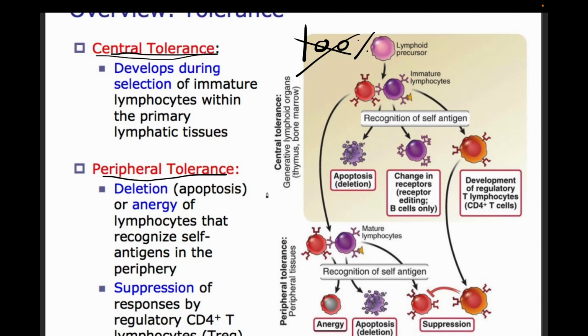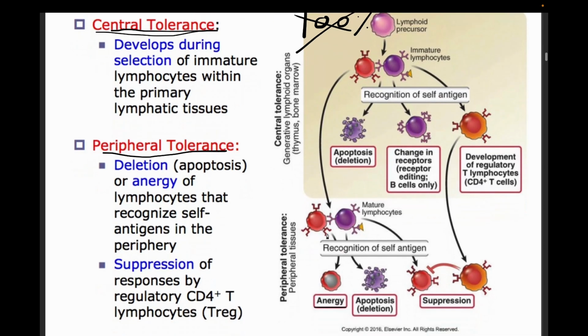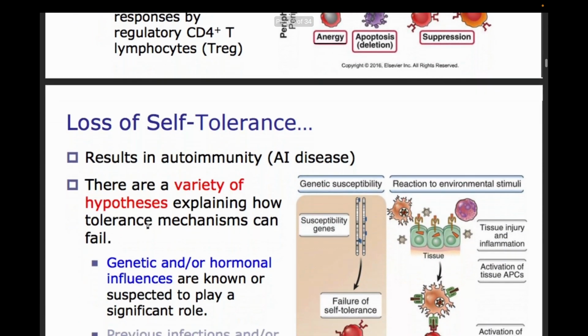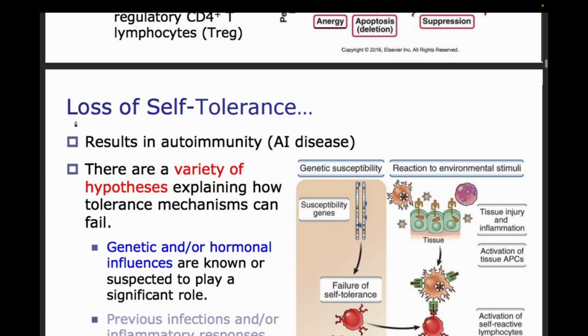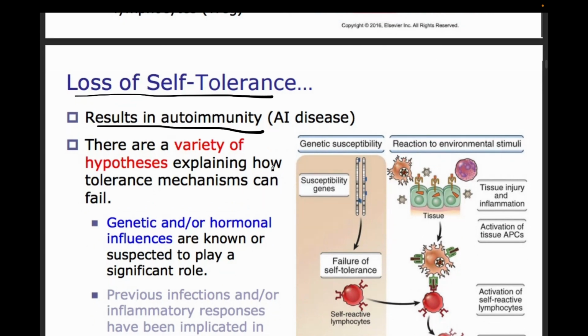But sometimes something can go wrong، وهسه we're gonna describe it. When something goes wrong, what will happen is loss of self-tolerance. لما يصير عندنا activation of self-reactive T cells or B cells، يعني the immune system will become intolerant to the body, will start attacking the body, resulting in autoimmune disease. طبعا the cause is still unknown by the way. بس هناك هواية hypotheses explaining how the tolerance mechanism can fail.